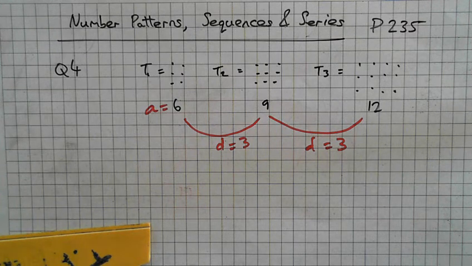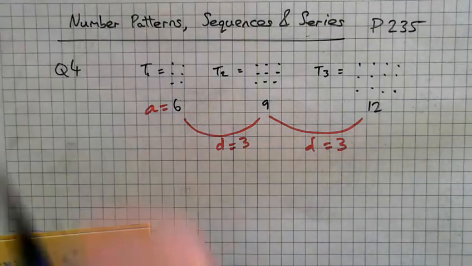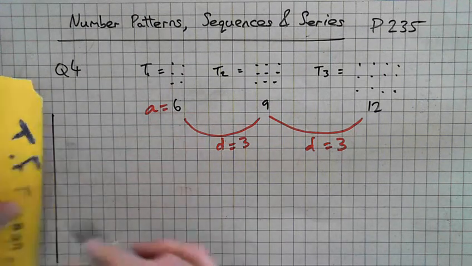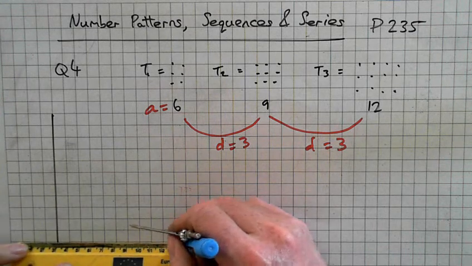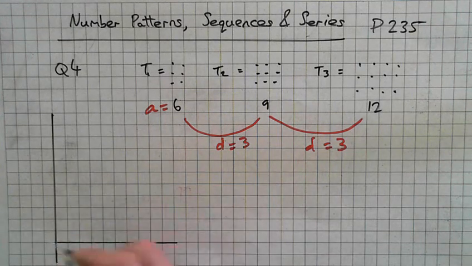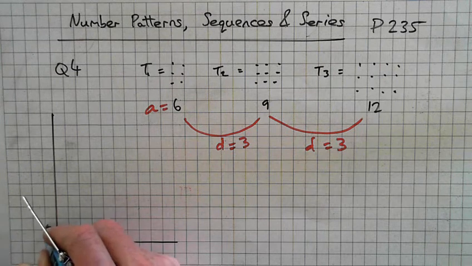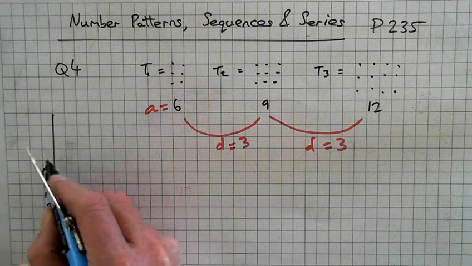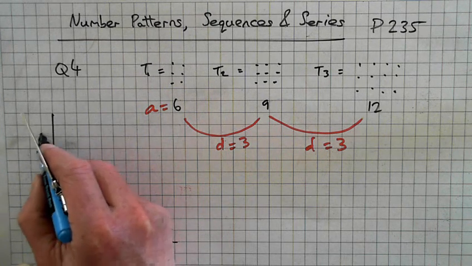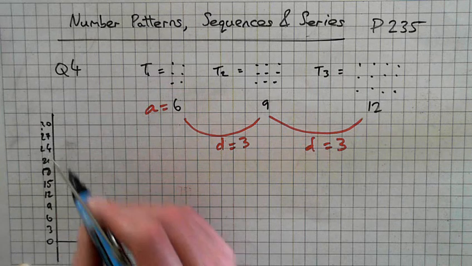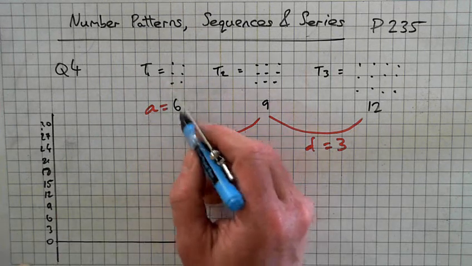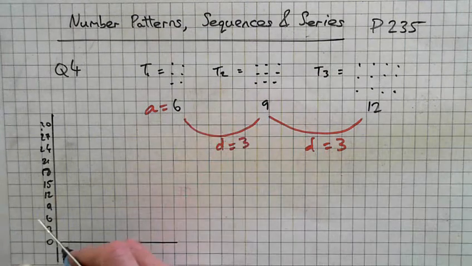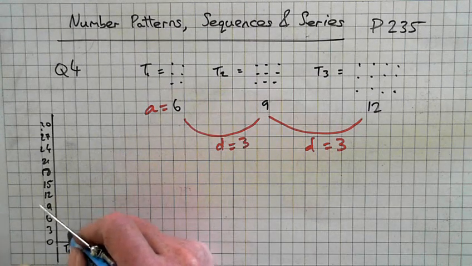Right, if I wanted to draw a graph of this, this is how I draw a graph. Now we'll call each box 3. So 0, 3, 6, 9, 12, 15, 18, 21, 24, 27, 30. Alright, so we start off with T1. So T1 is 6. We'll call this T1 is equal to 6.